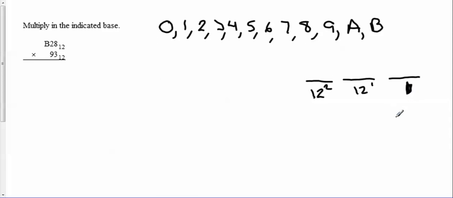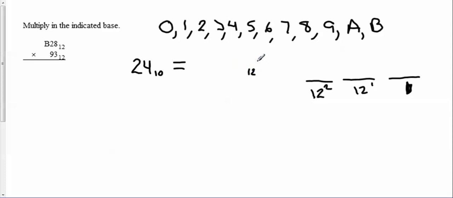So when we first begin multiplying this problem, we want to go 3 times 8 as we would in base 10. 3 times 8 is 24. So in base 10, that's how we write 24. We say it's 2 groups of 10 and 4 ones. But we have to convert that to base 12.